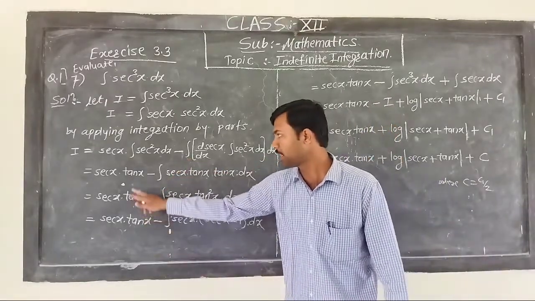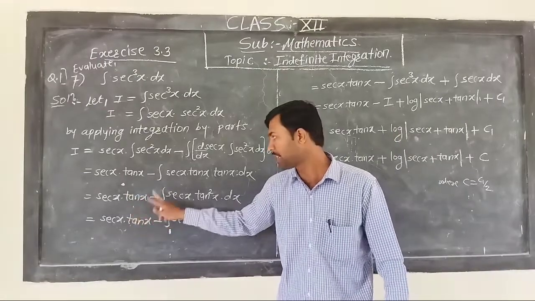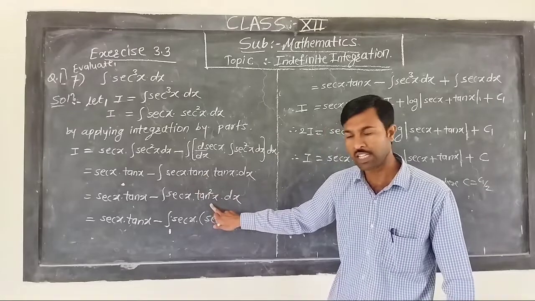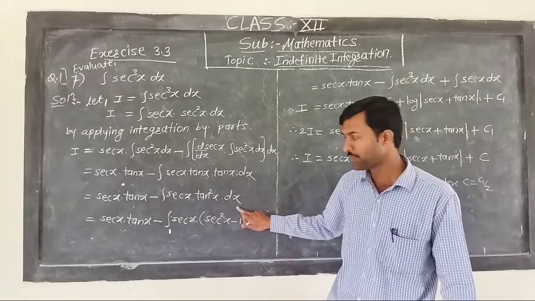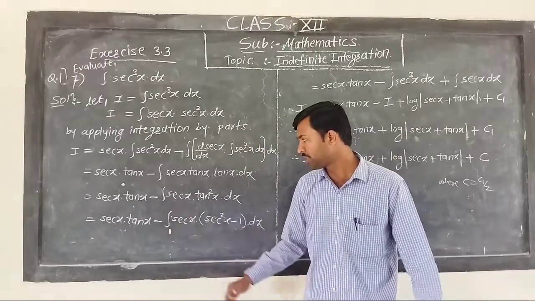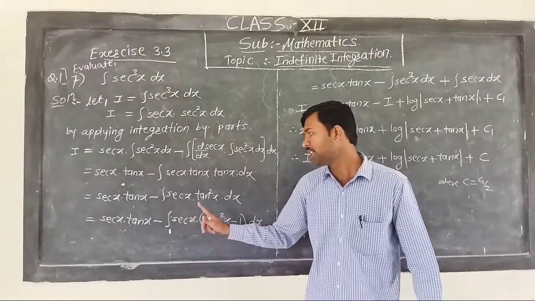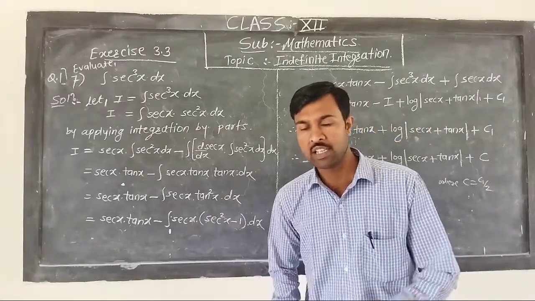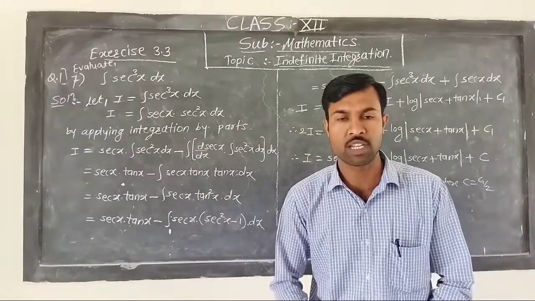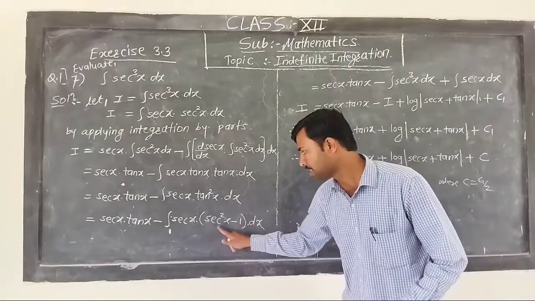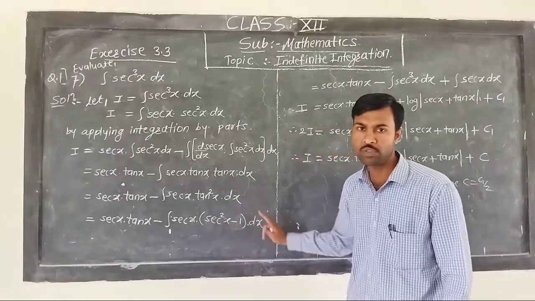Now after this step, sec x into tan x remains as it is, minus integration of sec x into tan x is tan square x, into dx remains as it is. Now this remains as it is, minus integration of, friends, here sec x remains as it is, here is the term tan square x, and we have the trigonometric identity, that is sec square x minus tan square x is 1. So we can write tan square x as sec square x minus 1 into dx.